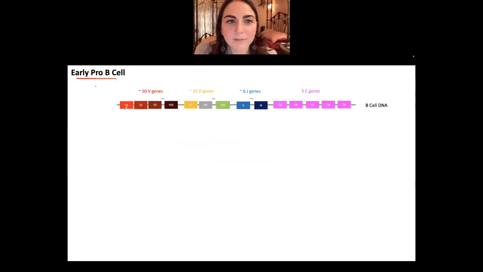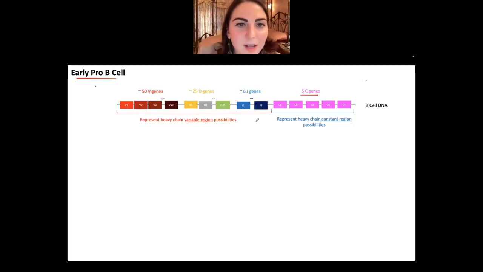So we have about 50 V genes, about 25 D genes and about 6 J genes. Imagine 1 through 50 here, 1 through 25 here, and then 1 through 6 here. And then the C genes, these are our constant region. We only have mu, delta, gamma, alpha, and epsilon. These are the constant region genes. So the first thing that happens is DJ rearrangement. Oh, I forgot I did this. Okay. So this is the variable region possibilities versus the heavy chain constant region possibilities.